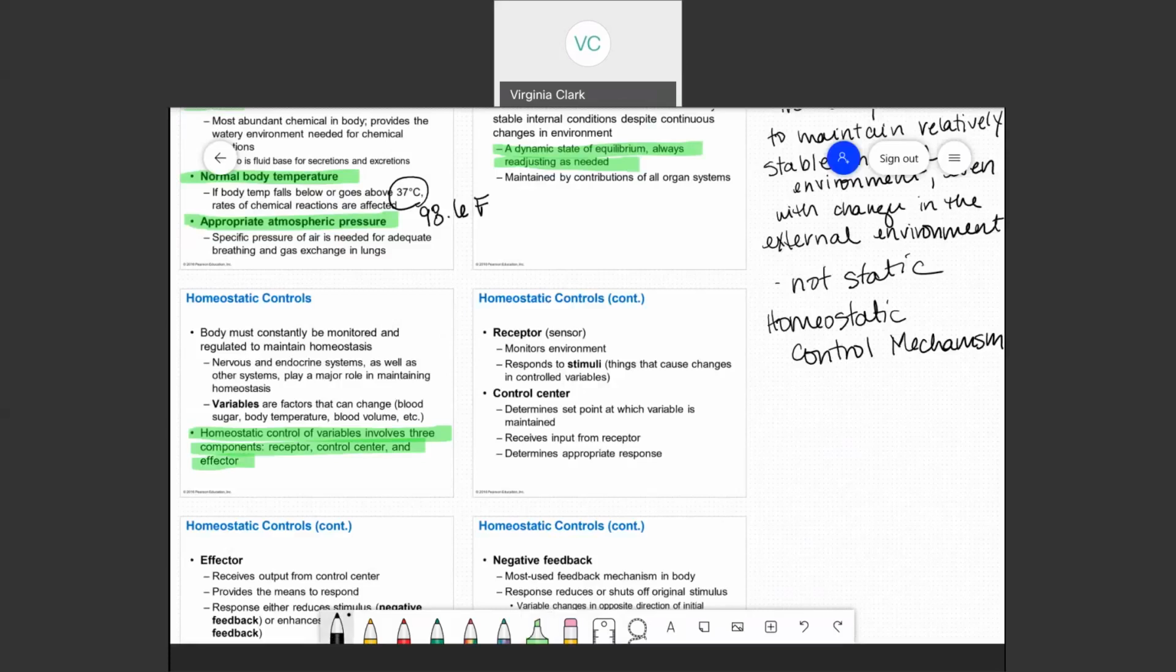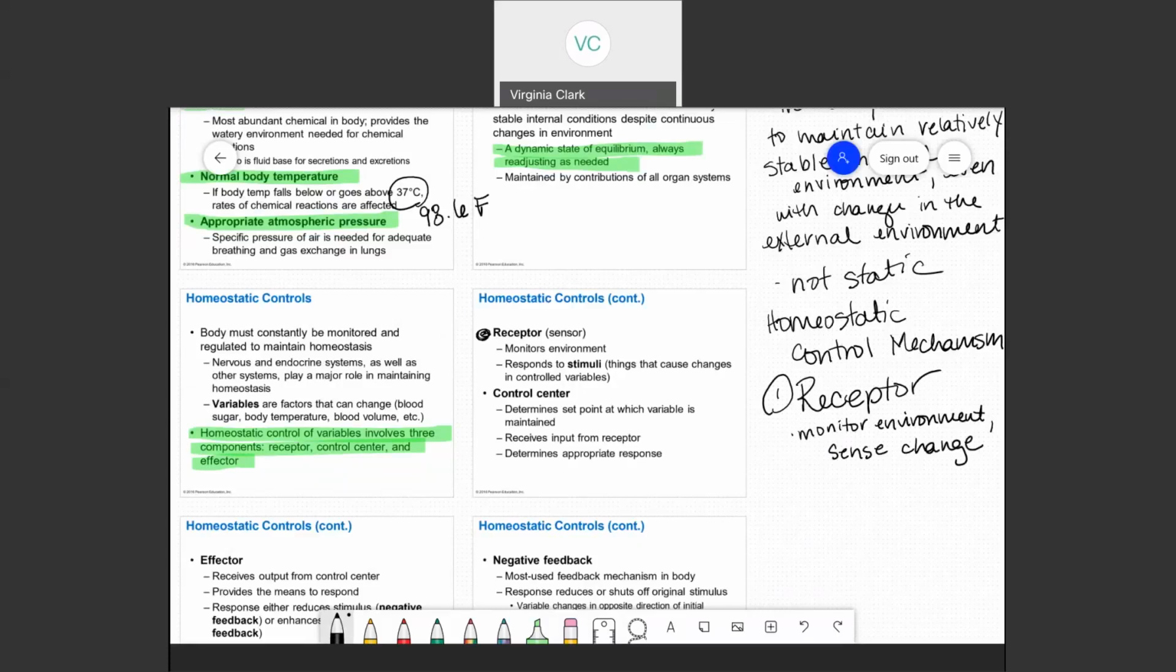These components are first going to be the receptor. So this receptor right here is going to be the item that will monitor the environment. And as it monitors the environment, it will sense whatever has changed.